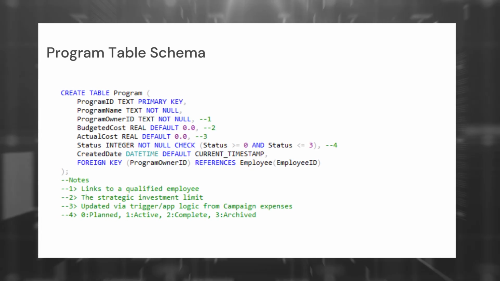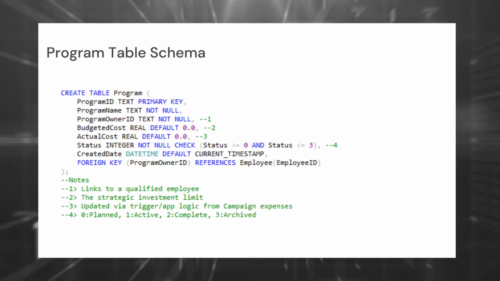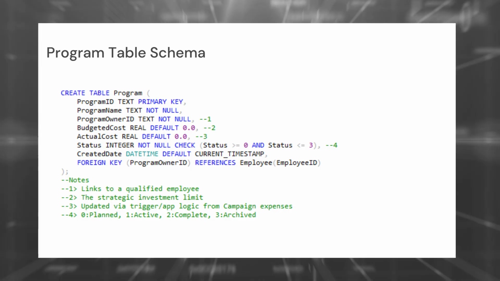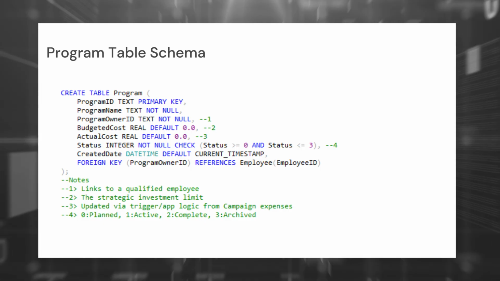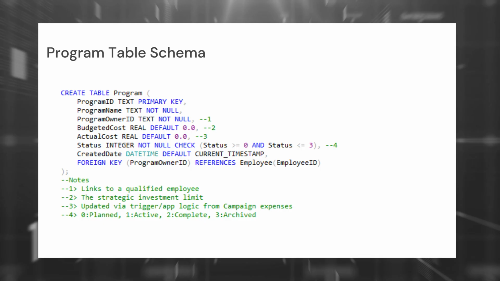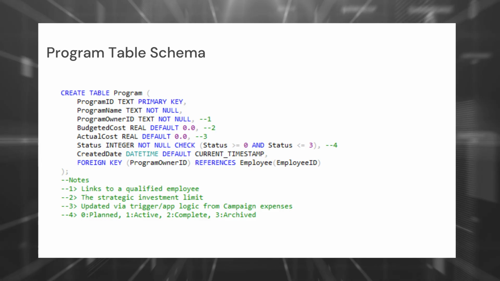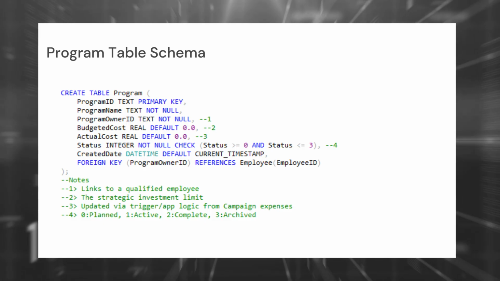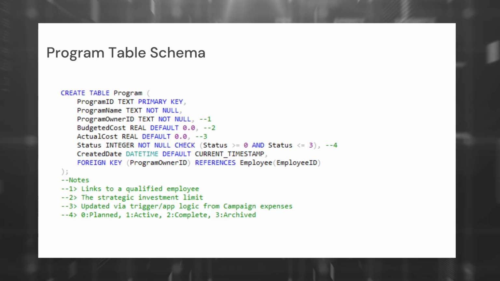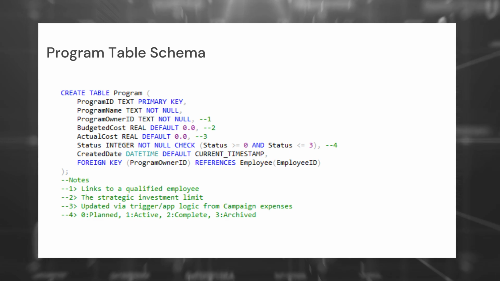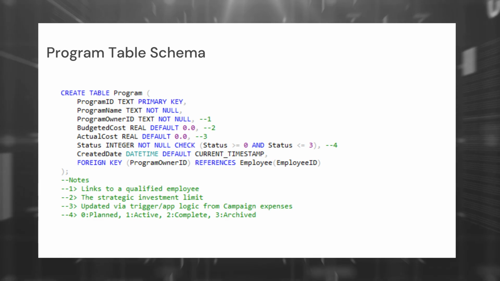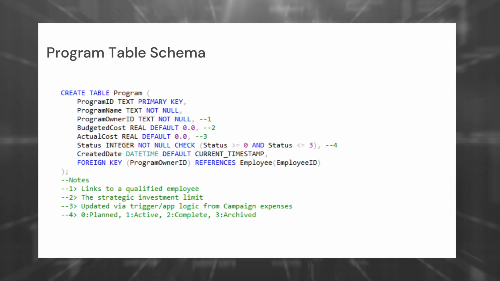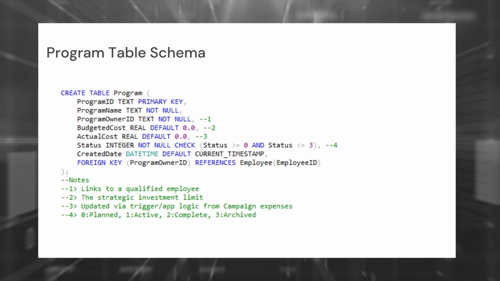Presented as the script on screen. Program ID, our unique identifier. Program name, the strategic initiative's clear title. Crucially, Program Owner ID links directly to our Human Resources module, ensuring accountability with a qualified manager. We define a budgeted cost and track actual cost in real time. And the status column manages the life cycle from planned to active to complete. This table is the financial anchor of every strategic initiative.